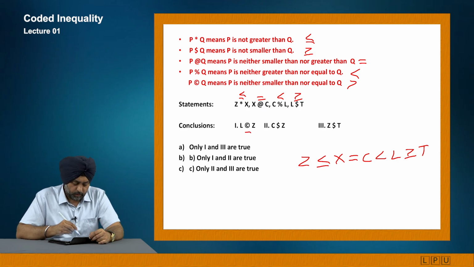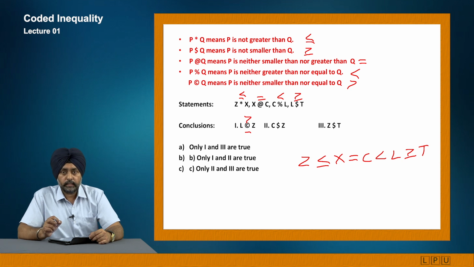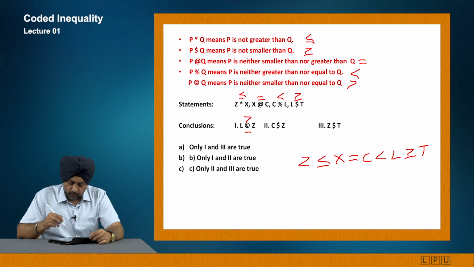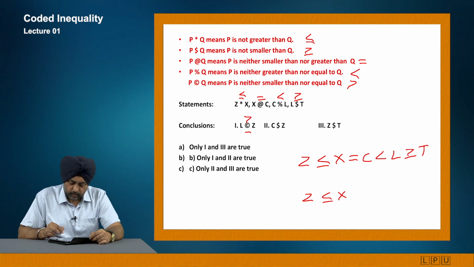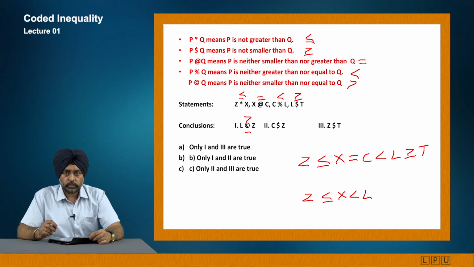First is copyright. Copyright means what? Greater than. L is greater than Z. So let us see the relationship between L and Z. If we take out this relationship, it is Z, X. Now you can see that X is equal to C. X is equal to C. So we can take any one of these, either X or C. So we can write it like this. So this is the relationship.